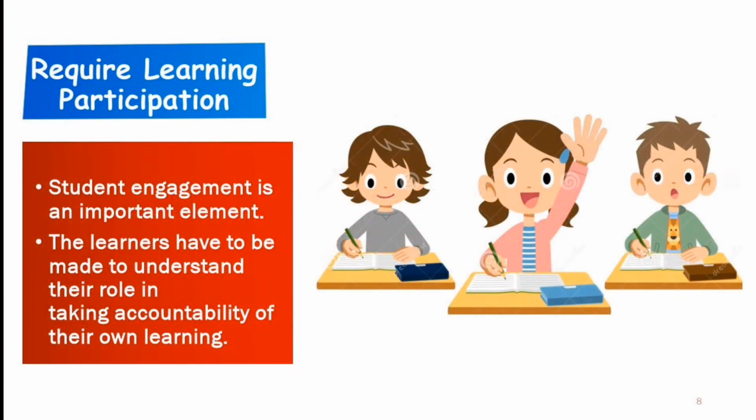The fifth component in the Assure model is to require learner participation, which is crucial for engaging students actively in the learning process. The learners have to be made to understand their role in taking accountability of their own learning. Encouraging active participation helps students internalize and apply the knowledge or skills being taught.